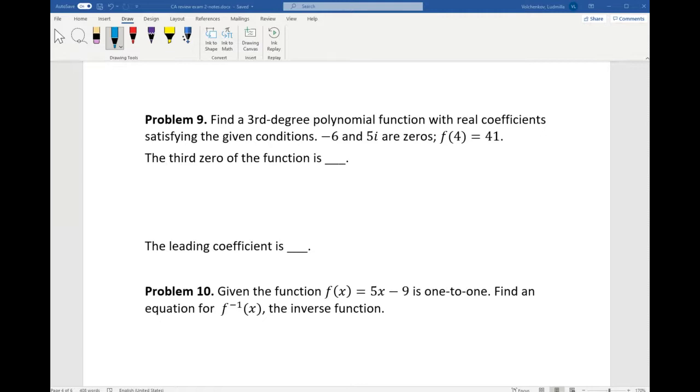Okay, the degree of the function is given in the problem. How many zeros will this function have?